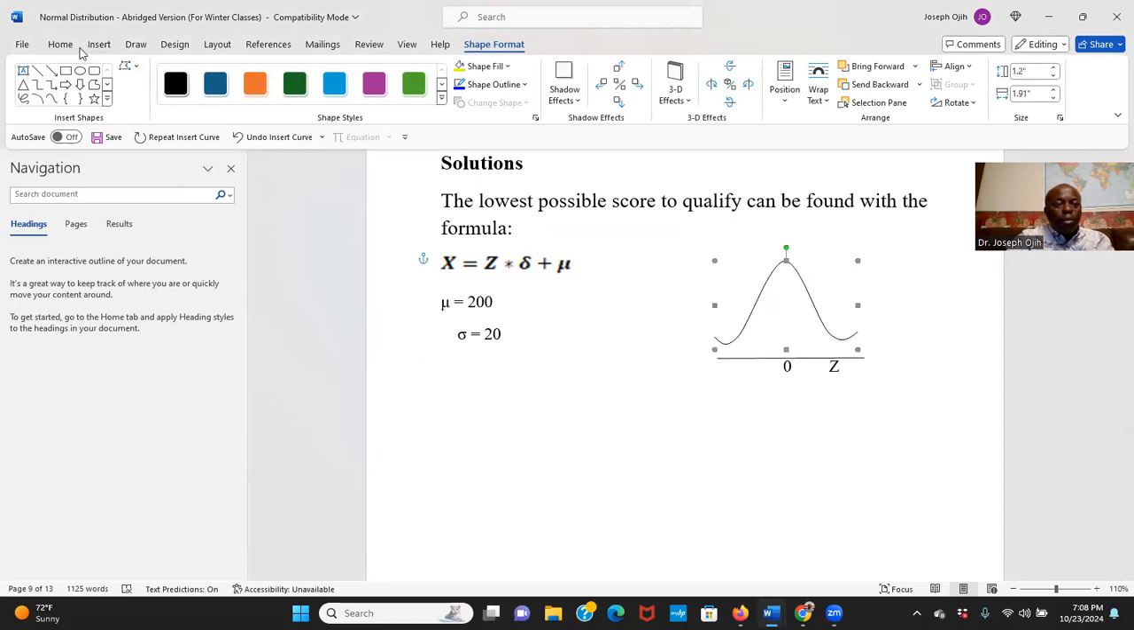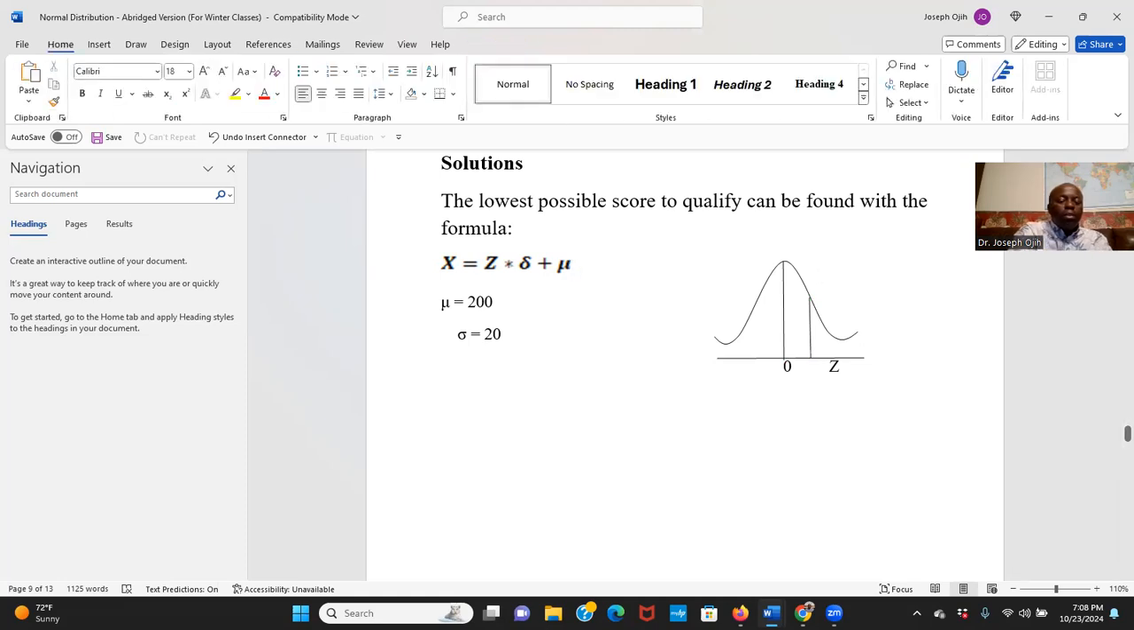Okay, we have our center line. Now looking for, say, top 10%. This is what they call top 10%. Matter of fact, look that way. Top 10%.